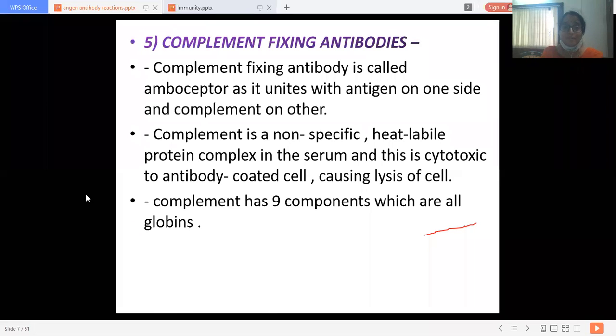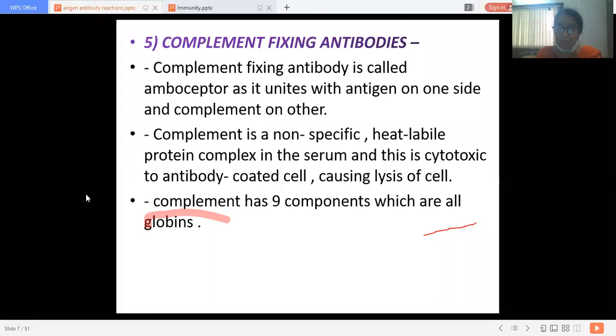So complement is also called amboceptor. It unites with antigen: on one side it attaches to the antigen, and on the other side there is complement. Now what is complement? Complement is a non-specific heat labile protein complex. It is nothing but a protein complex in the serum, and this is cytotoxic to antibody coated cells.